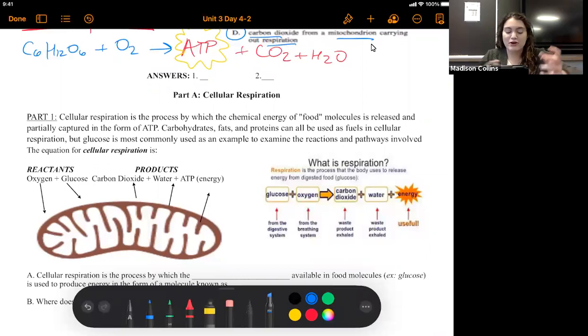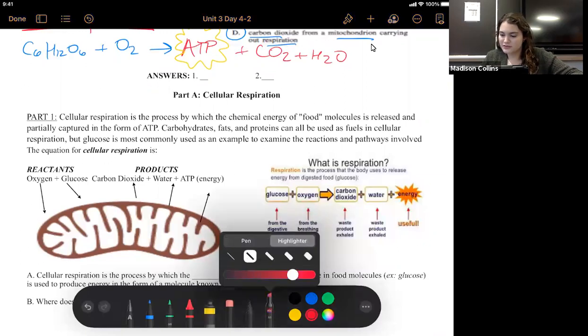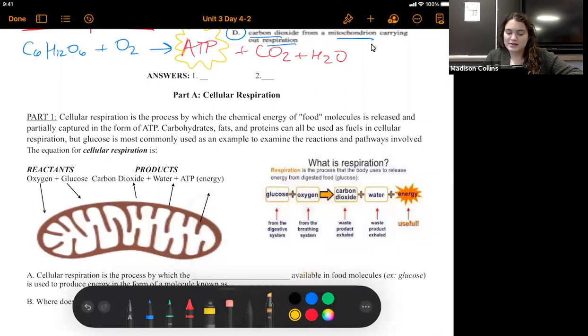Okay, so part 1, cellular respiration is the process by which the chemical energy of food molecules is released and partially captured in the form of ATP. I'm going to highlight some important things there. So cellular respiration is a process where the chemical energy of food molecules is turned into ATP. Carbohydrates, fats, and proteins can all be used as fuels in cellular respiration, but glucose is most commonly used as an example to examine the reactions and pathways involved. The equation for cellular respiration is as follows.